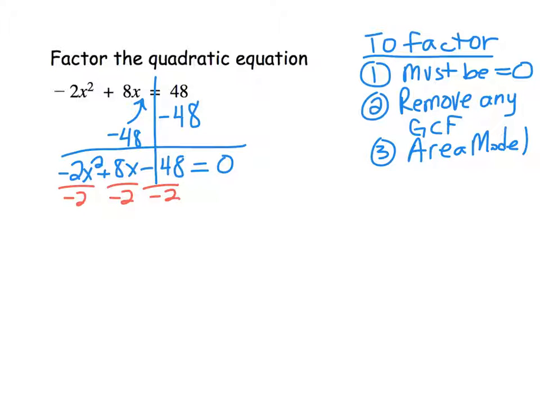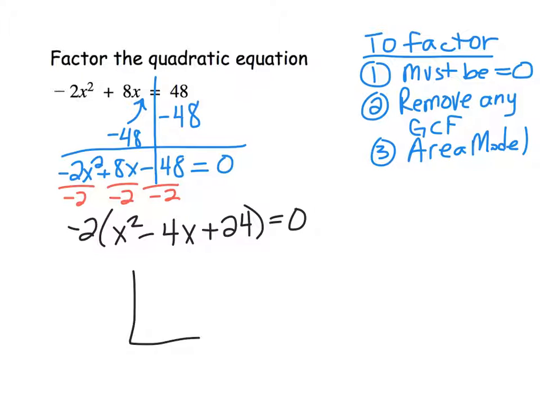So what I'm left with is a negative 2 times x squared, positive 8x divided by negative 2 is negative 4x, and negative 48 divided by negative 2 is positive 24 equals 0. What's inside my parentheses is what I'm now going to put through the area model.